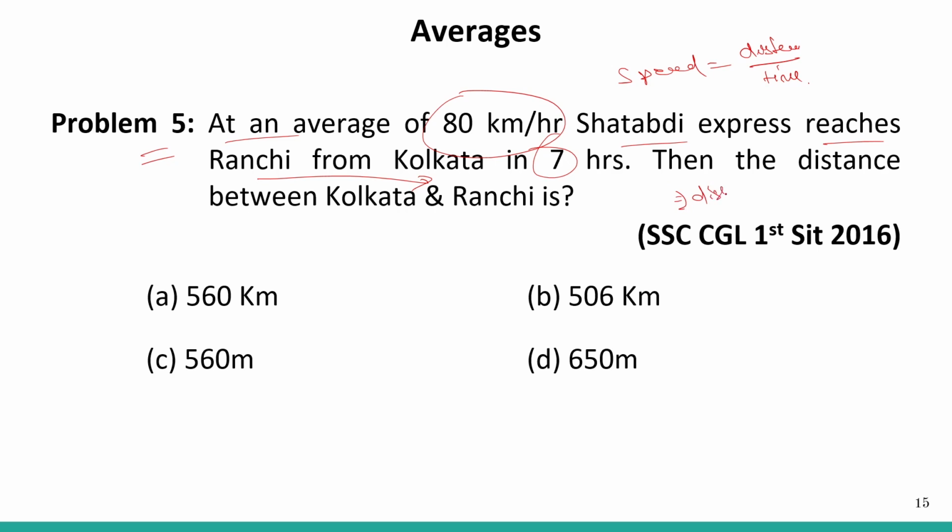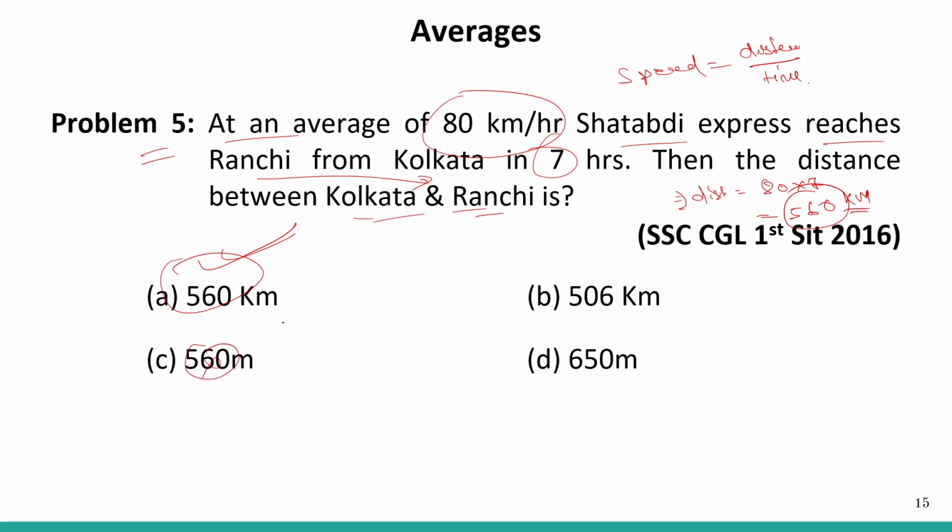Distance is equal to speed into time. Speed is given to us as 80 and time is 7. So 560. This much amount of kilometer is the distance in kilometers. So the distance between Kolkata and Ranchi is 560 kilometers. So option A is correct one.